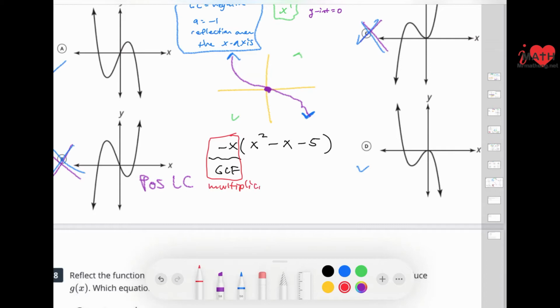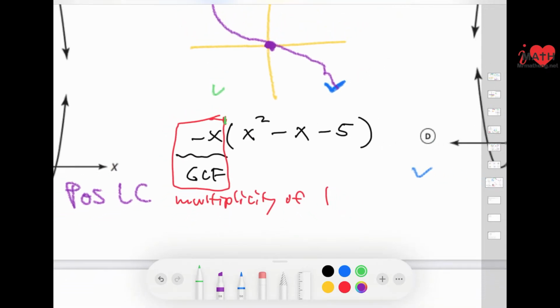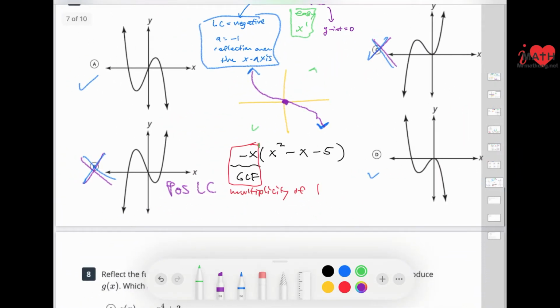Multiplicity of 1. How did I know that? Because x here is kind of hard for you to see. It's to the first power. Why is that important? Because if you set that equal to 0, and you multiply both sides by -1 or divide both sides by -1, you have x equals 0. And so both of the graphs have it, but you're looking at its multiplicity there.